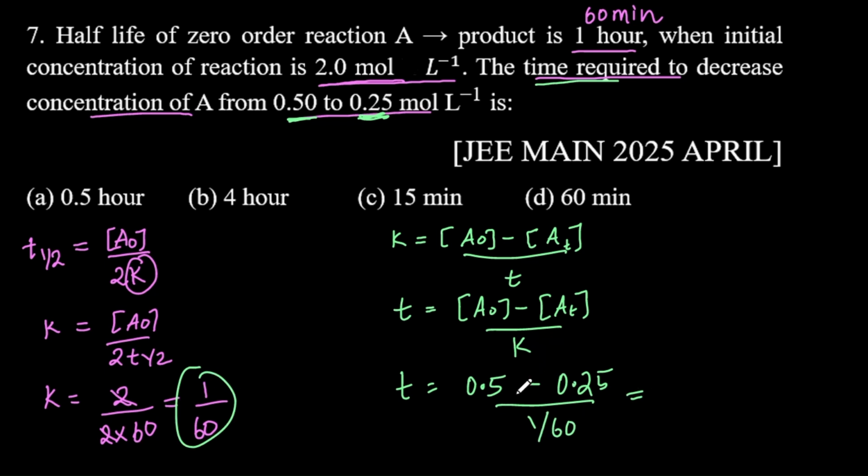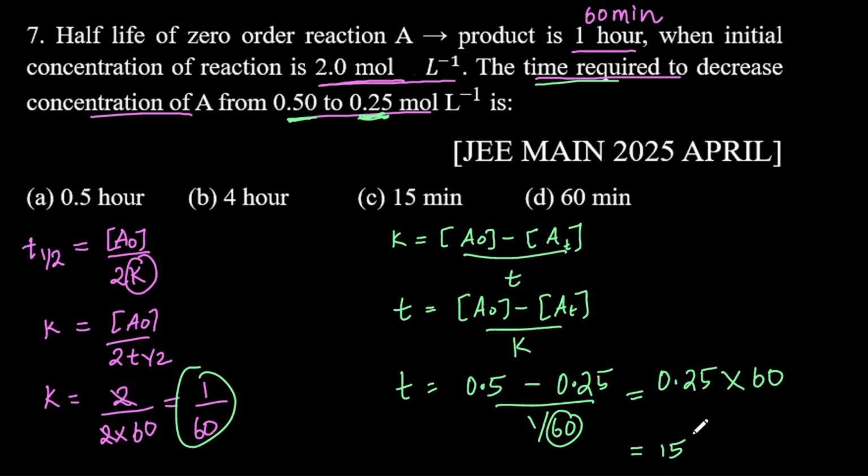So the answer is 0.5 minus 0.25, which is 0.25, and this 60 is present as denominator of denominator, so it will come into the numerator. So 0.25 into 60. When you multiply this, you will get 15.